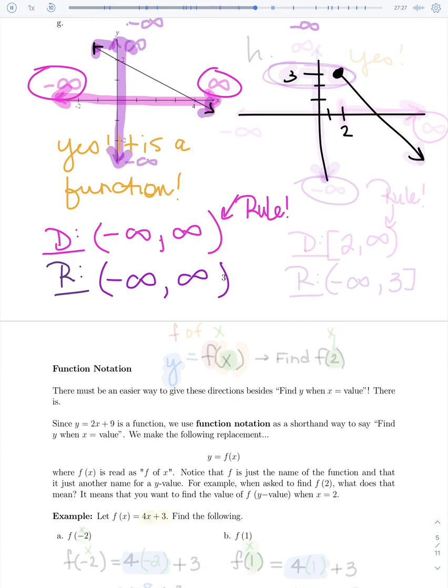So basically the domain and range here, which will be the same for most lines, say that we're going to go forever left and right and up and down.